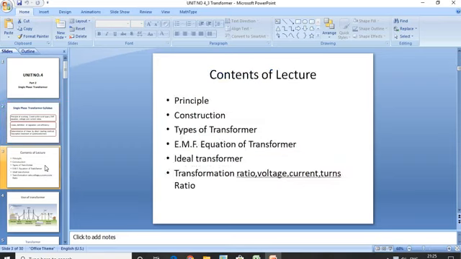These are the contents of today's lecture: principle, construction, types of transformer, EMF equation of transformer, ideal transformer, transformation ratio, voltage, current and turns ratio.